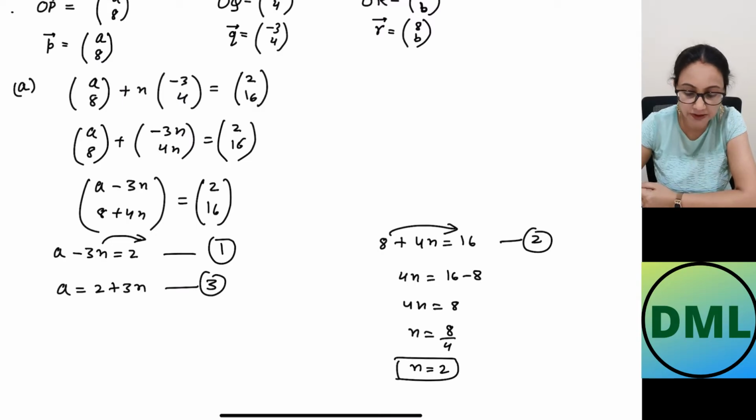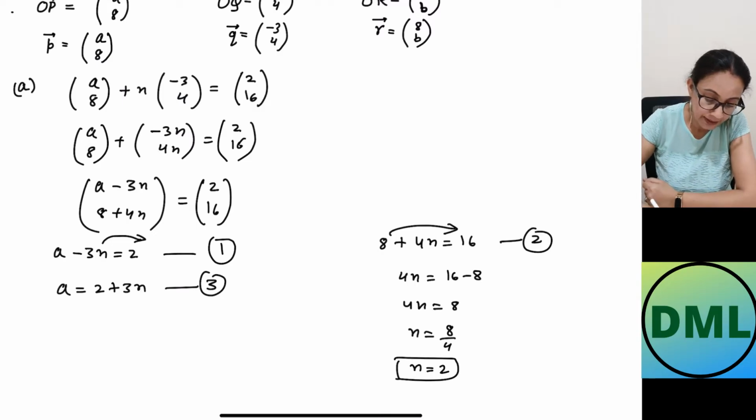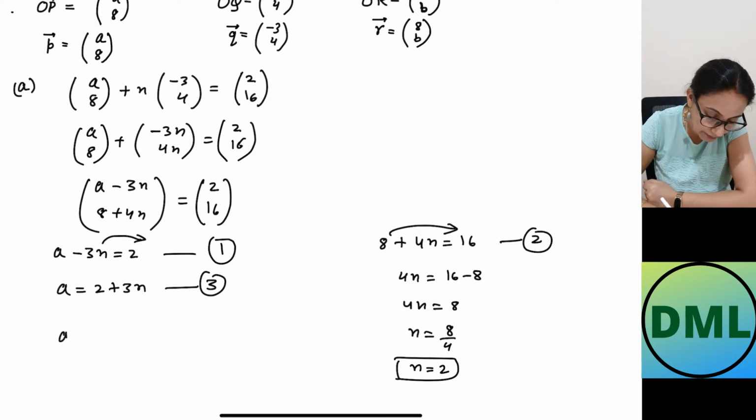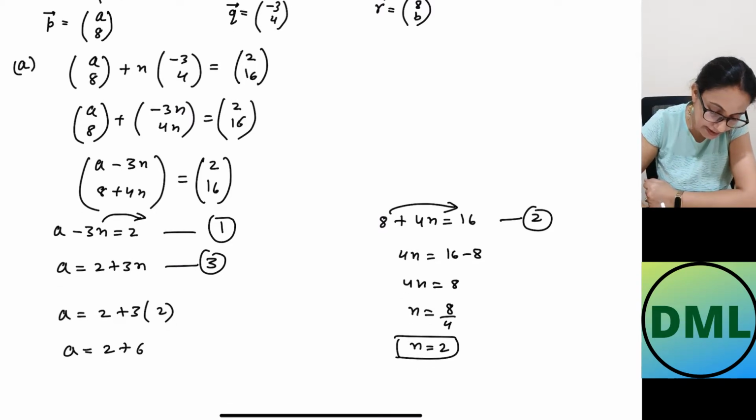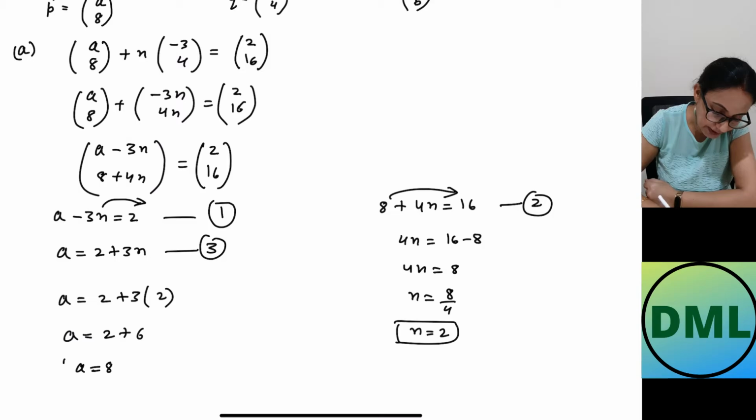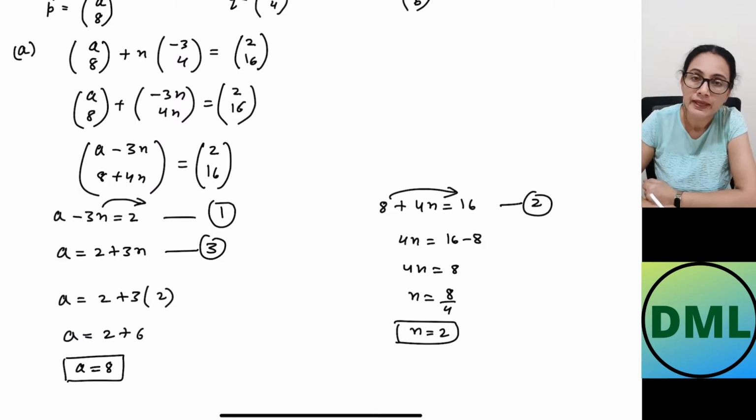Now, I am substituting this value of N in equation number 3. So, I will be getting A is equal to 2 plus 3 times 2. So, A is equal to 2 plus 6. So, A is equal to 8. That will be the value for A and N.